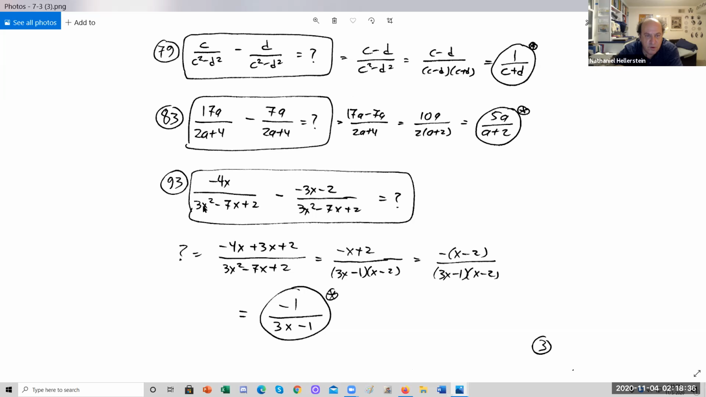You have negative 4x over 3x squared minus 7x plus 2 minus negative 3x plus 2 over the same. Okay, well, it's over the same denominator. Negative 4x, minus a negative means it's plus 3x plus 2. This simplifies to negative x plus 2. The denominator factors into 3x minus 1 times x minus 2. These differ by a negative. Minus of x plus 2 is the opposite of x minus 2. That cancels against this x minus 2, and we're left with negative 1 over 3x minus 1.